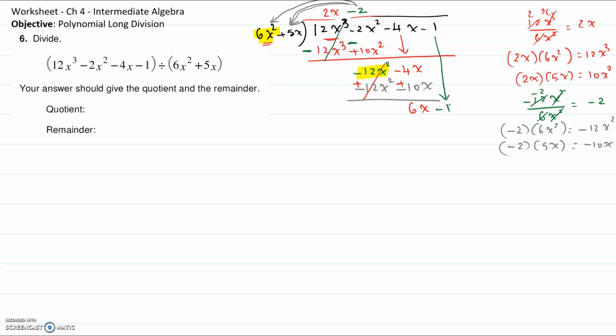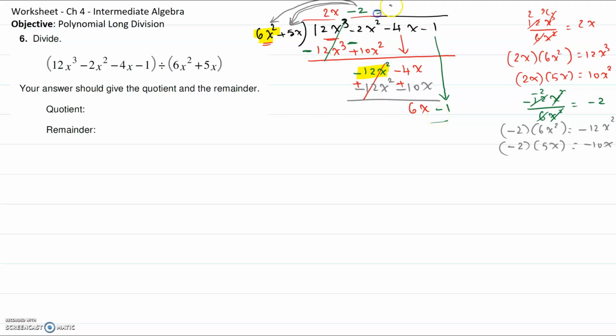So now you notice that, how do we know that we have finished the division? If you get an expression in the remainder which is 1 degree less than the divisor, that means we are done. So the expression 6x minus 1 is linear because it's degree 1. 6x squared plus 5x is of degree 2. So we have completed the division process.